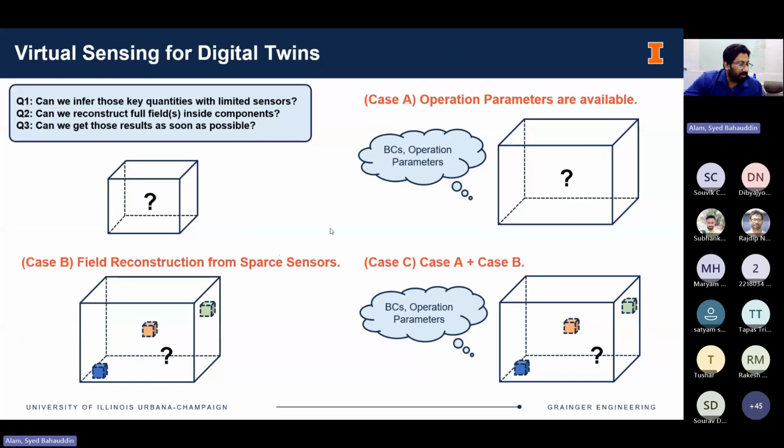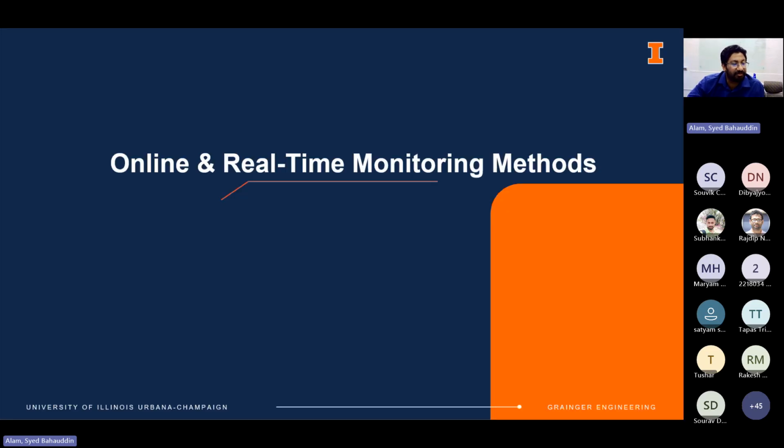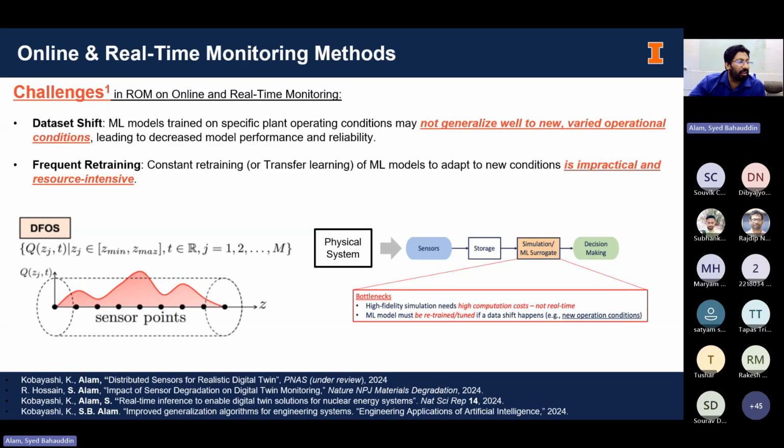So this is just an ideology showing that we have the sensor, but we want to get information from here, here, or here, where there is no sensor. How do we get that information, basically? Can we get information from this sparse sensor data? That's where online monitoring comes in. Can we monitor where we don't have a sensor? Now, I'm trying to bring the digital twin, the virtual sensor, for online monitoring.